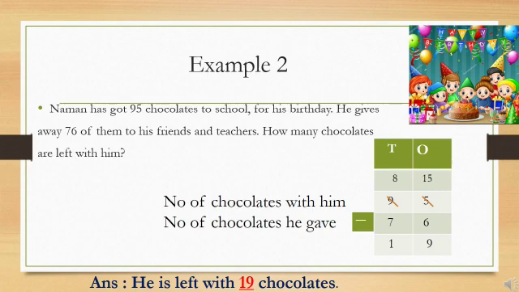15 minus 6 is possible now. We subtract 15 minus 6, we get the answer 9. And 8 minus 7, we get the answer 1. So here finally we get 19. He is left with 19 chocolates. Naman is left with 19 chocolates with him.